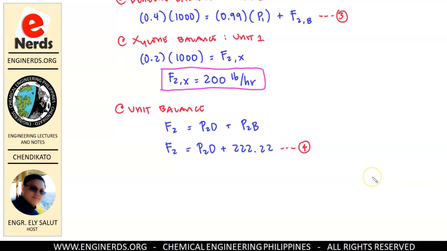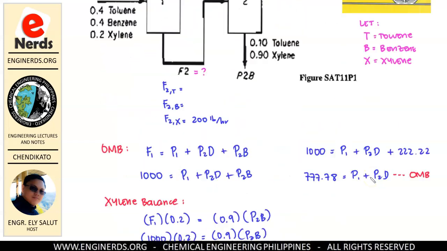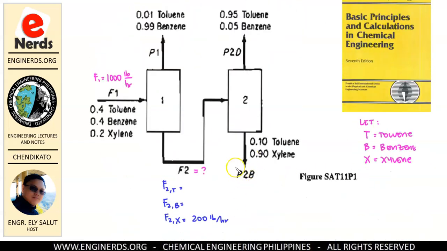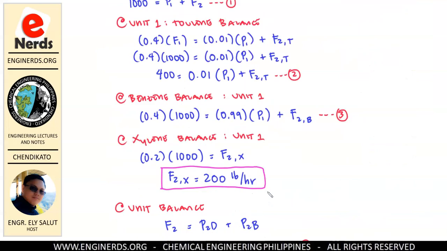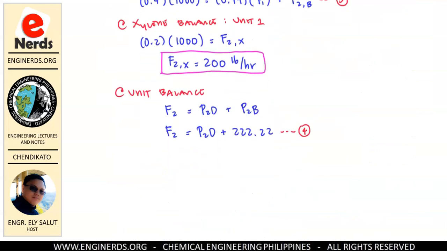Okay? And we already know the value of Xylene dito sa ating P2B, no? Because the amount of Xylene leaving is equal to the amount of Xylene entering in our F1. Okay, so therefore, our value of Xylene dito sa ating P2B, let me write that here, unit 2. Okay, I write here, unit 2 balance.